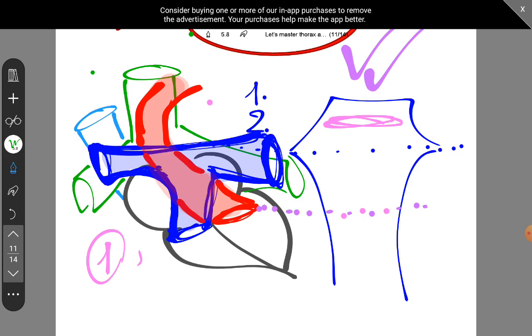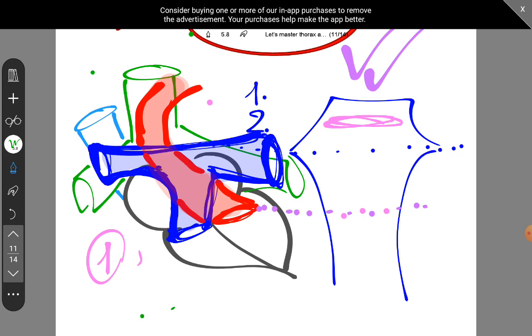And for the posterior relations, it's the transverse sinus of the pericardium and the right pulmonary artery, which separates it from the right principal bronchus. On the right side, there is the superior vena cava from above, and the right atrium and its auricle from below. On the left side, there is the pulmonary trunk from above, and the left atrium is below.